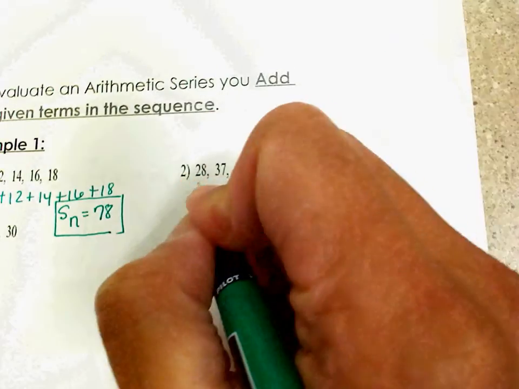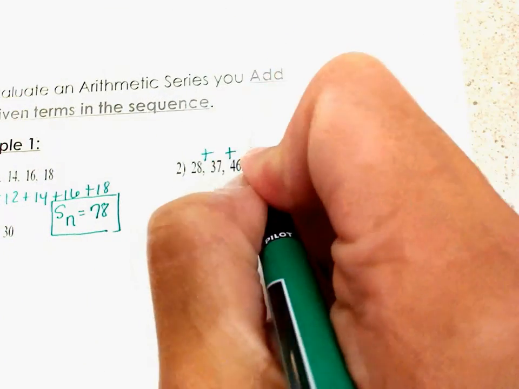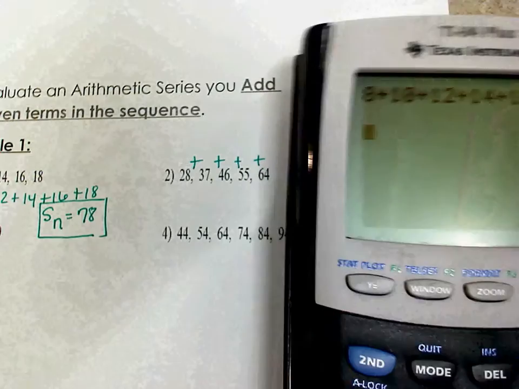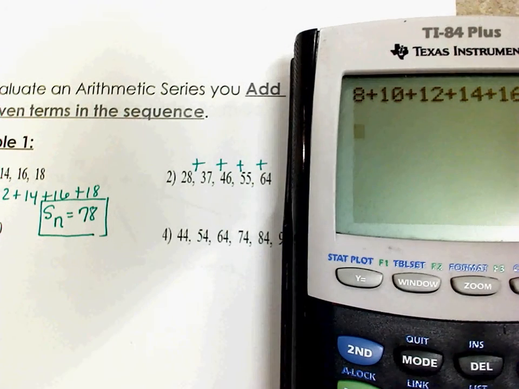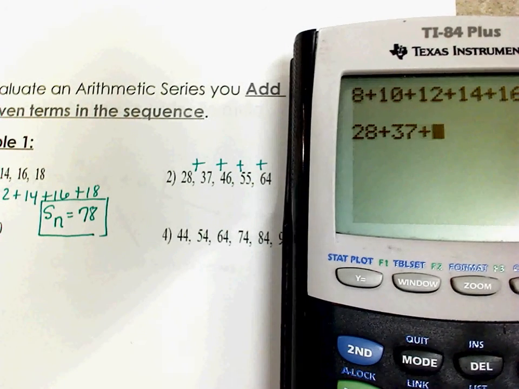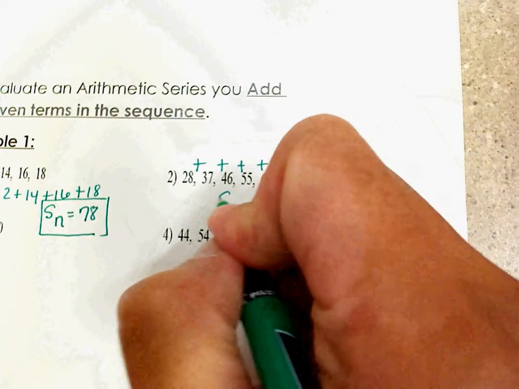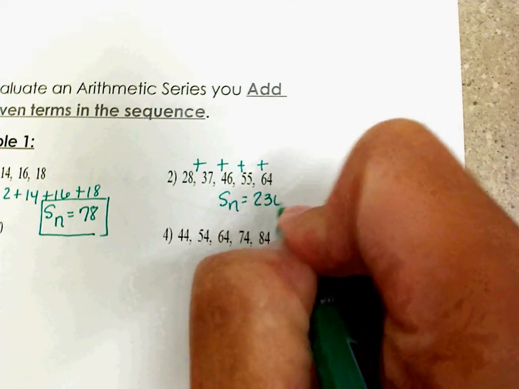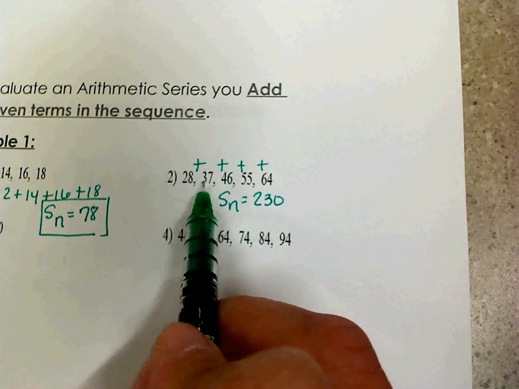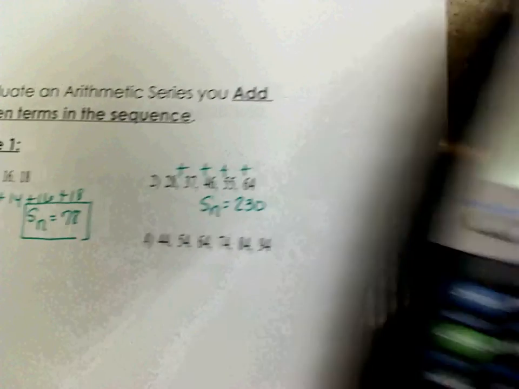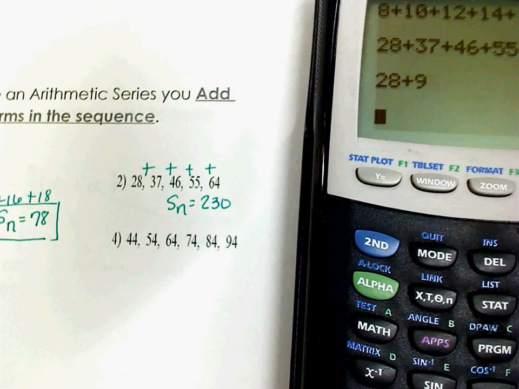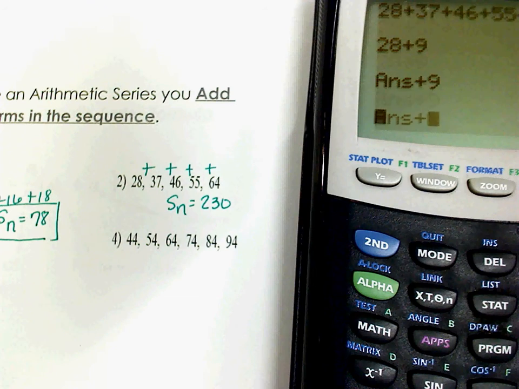Number 2, you're going to add all these guys together. Okay, you could write it like that if you want. So you have 28 plus 37 plus 46 plus 55 plus 64. S sub n, 230. But let's see if they add up. So you're adding by 9 every time. 28 plus 9 plus 9 plus 9 plus 9. Okay, see how it's arithmetic?